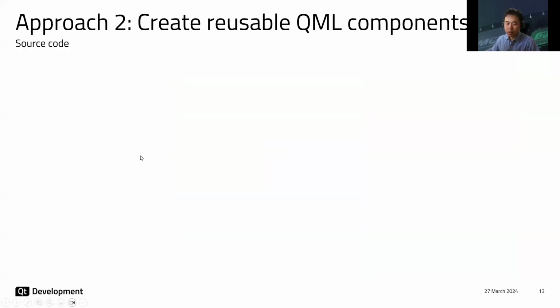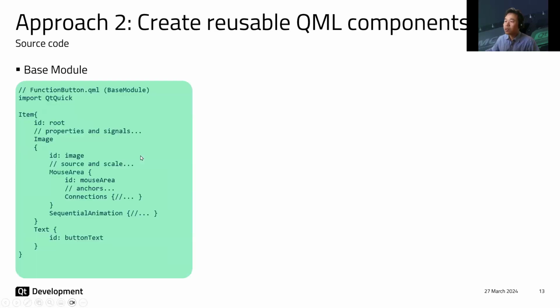So let's check the code snippet. In the base module, this is the function button.qml. You have the image, you have the mouse area for the click, and you can even have an animation for how it looks when it is clicked, and then you can add the text below the button. So this is how it looks.